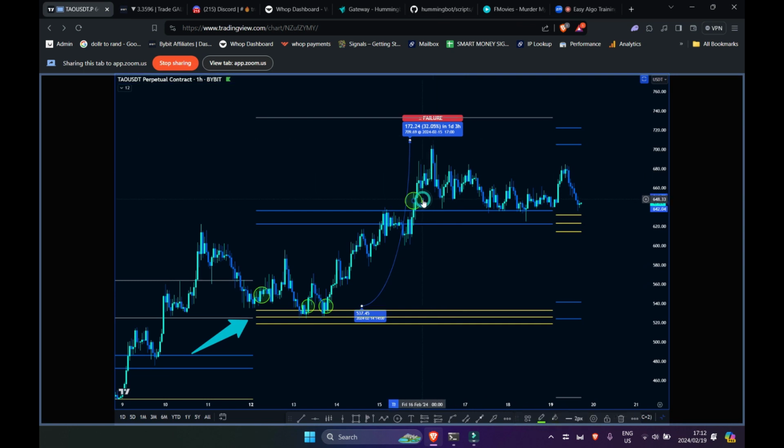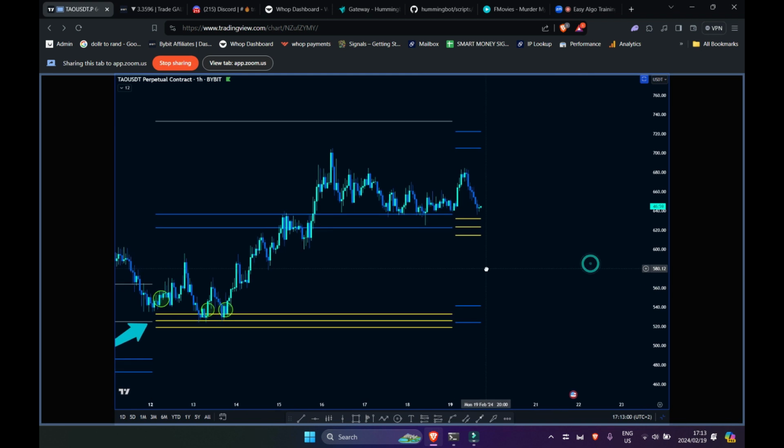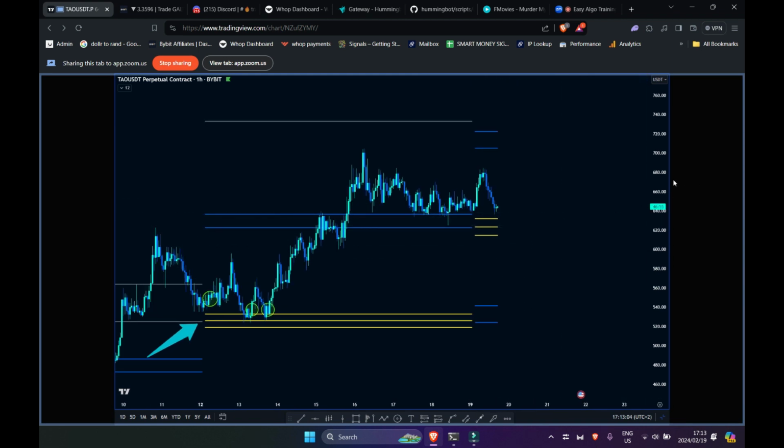So now the new grid is starting over here. And we can see this could be a nice place to even start looking for an entry on Tau.